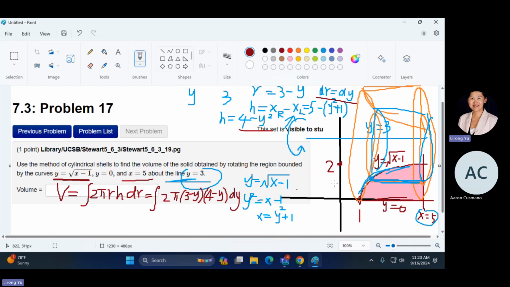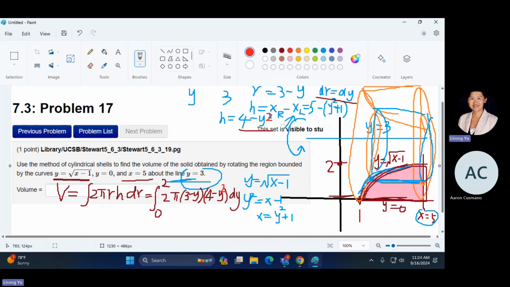And then dr actually is dy, so we write dy. And then we have to figure out where the y values are. It's all the pink part where you find all your y values. The smallest y is at 0, the highest y is at 2. So 0 to 2 is our integration. I forgot to square the y in 4 minus y squared. Sometimes I forget to write it. So that's really how it's set up.